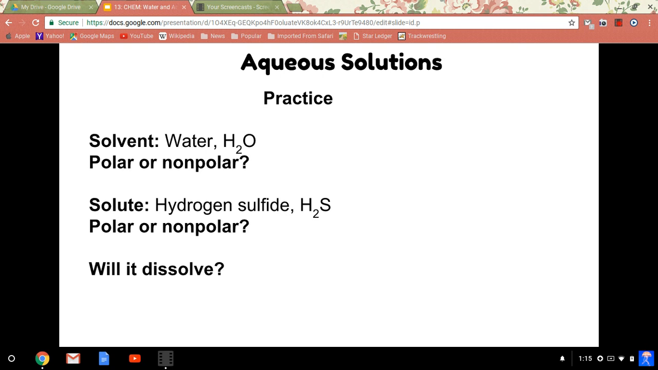I want you to look at the rest of your paper. Numbers 17, 18, and 19 are all practice problems. So use your electronegativity chart and the chart with the electronegativity difference range to figure out if they're polar or nonpolar, and then if they will dissolve. The next thing I want you to do is complete the review on the bottom of everything that we've done on this worksheet.